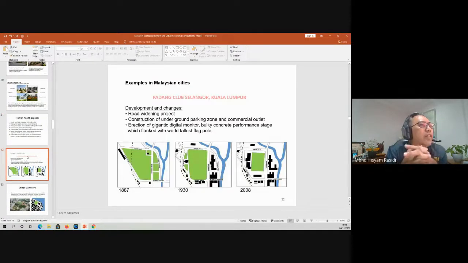And if you take a look at this, Padang Club Polo, Kuala Lumpur. In 1887, it's bigger, right? It's bigger, but now it has become smaller, shrinking, in 1930 and also in 2008. From here you can see that the trend of conserving heritage buildings is much more significant in terms of the reduction of the original area.